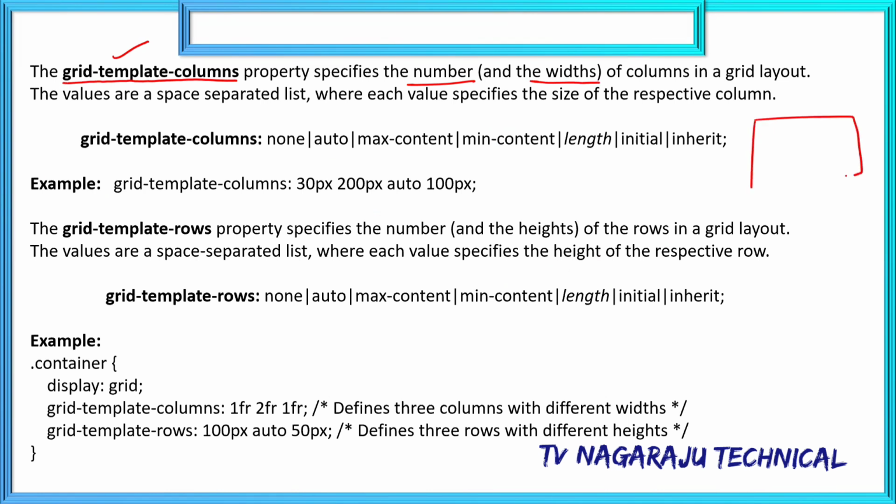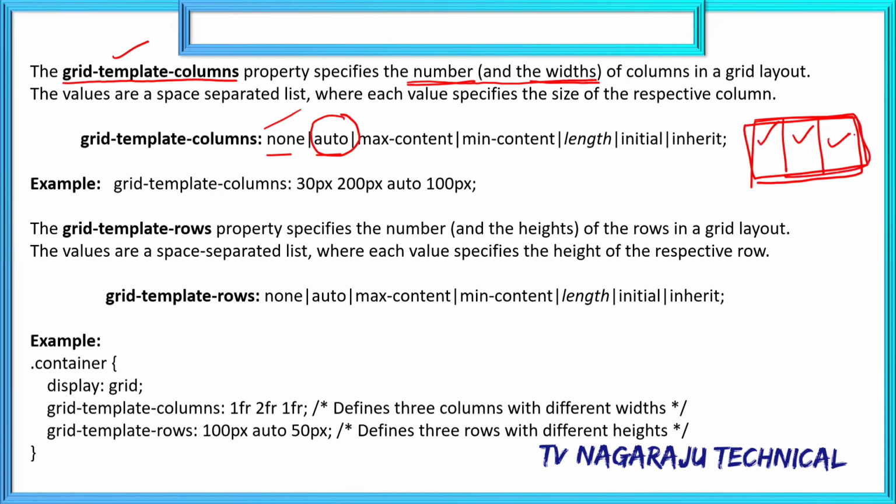For example, this is a grid. If you want three columns, so column 1, column 2, column 3. We are writing the number of columns with the width. So how many columns do you require? All those are separated with space. See the syntax? Grid template columns: none, auto. None in the sense nothing, auto in the sense according to the layout that is created, it takes the exact measurement.